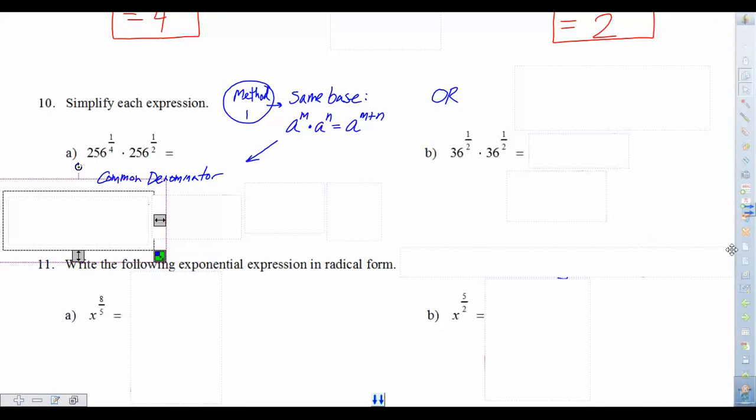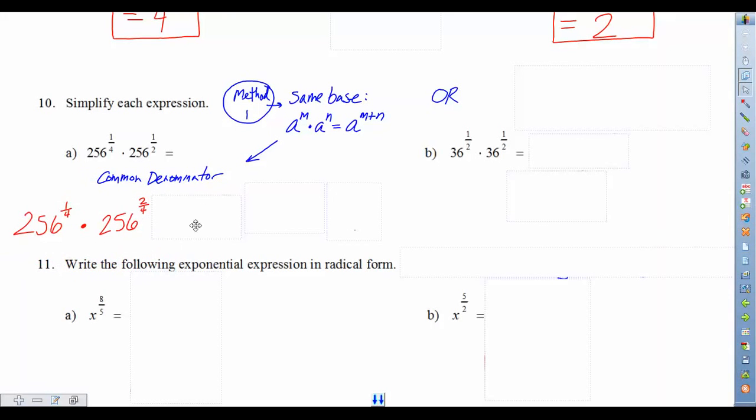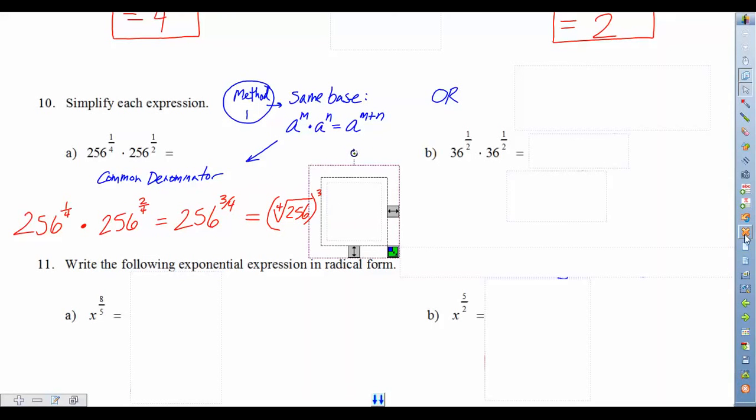So 1/4 plus 2/4, right? So we could rewrite this one as 256 to the 1/4 times 256 to the 2/4, which would give us 256 to the 3/4. Now when it says simplify, if this problem is multiple choice, you might not see this as an answer. Reason why is because you might have to, you guessed it, figure out what the 4th root of 256 is, because roots are underground, and then cube that answer. And so then you might actually see 64 as an answer.